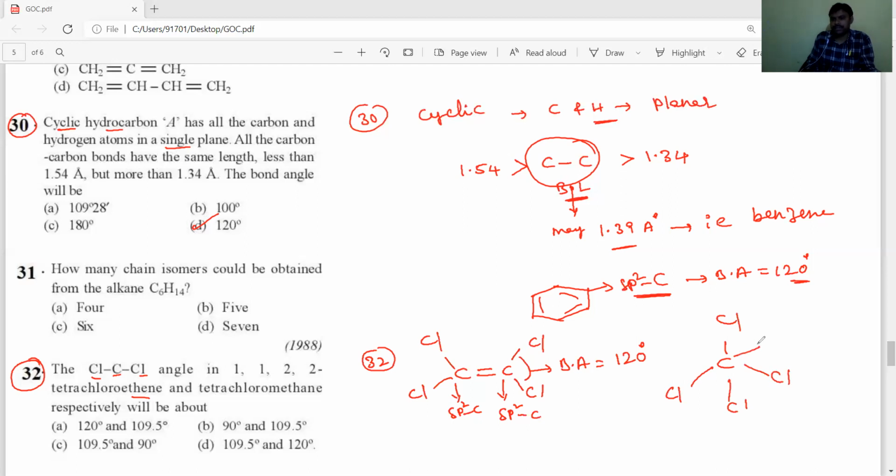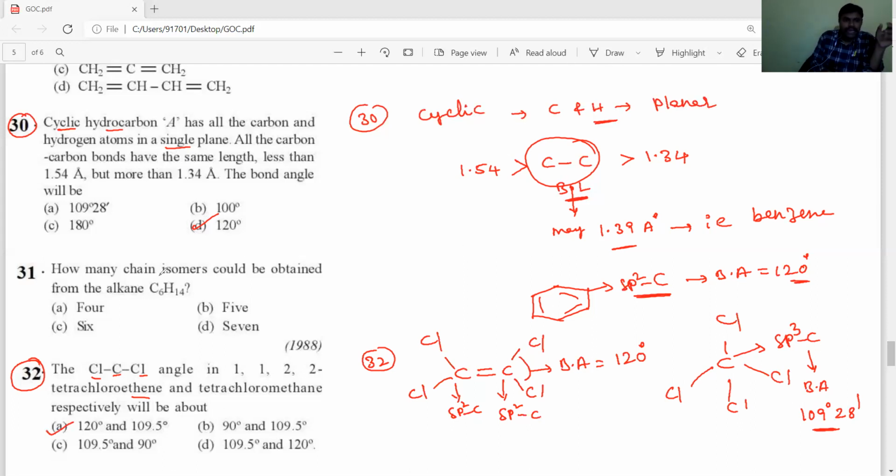Carbon has all single bonds, means sp3 carbon. So sp3 carbon means its bond angle is 109 degrees 28 minutes. So 109 degrees, so the option is present in option A. Okay students. Now let's see the 31 question.